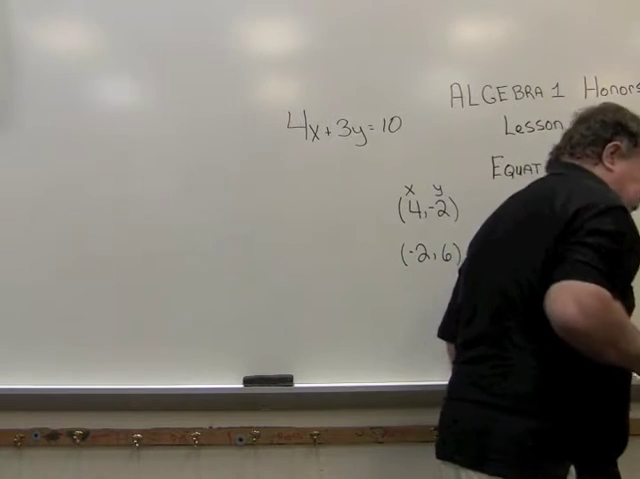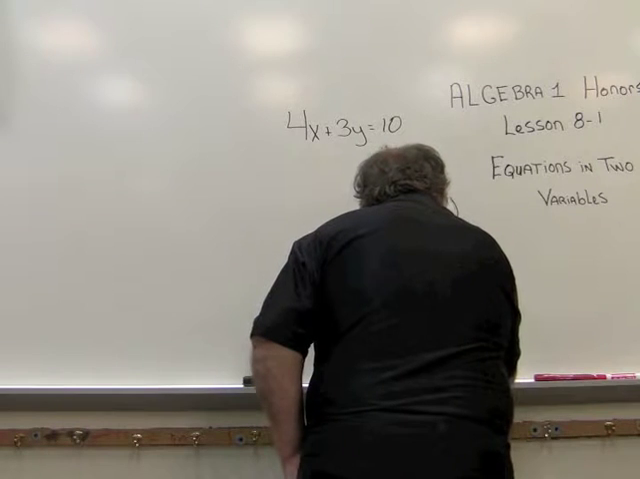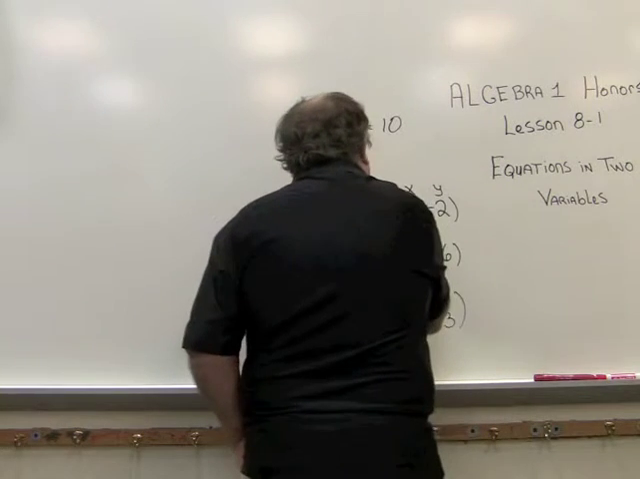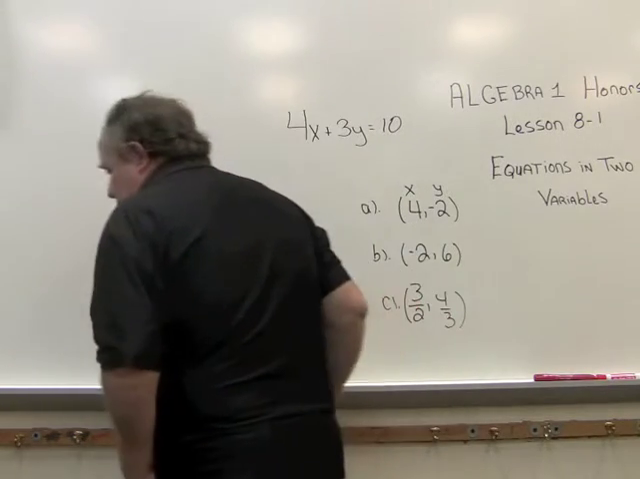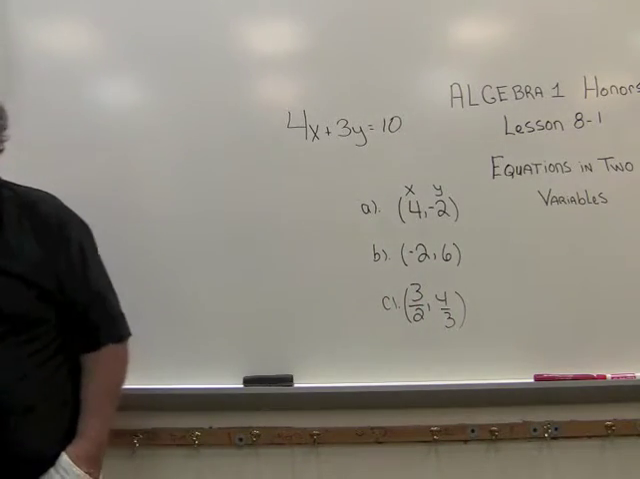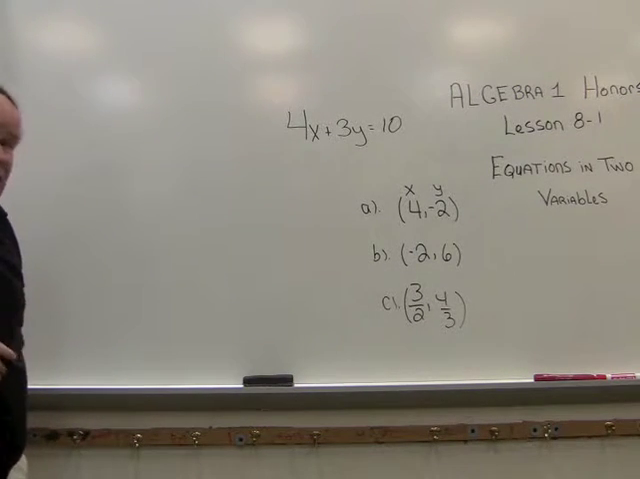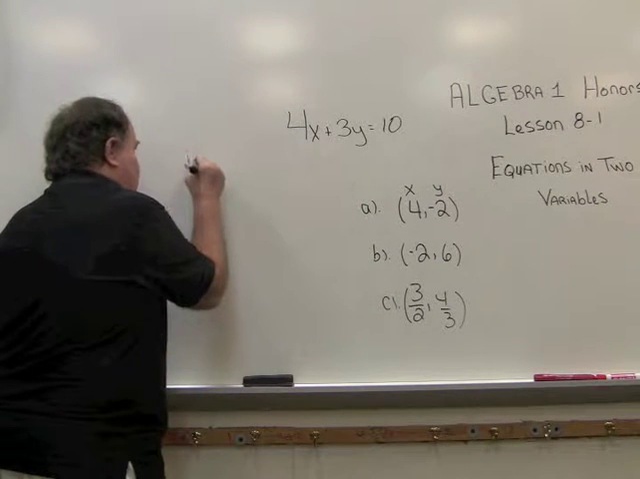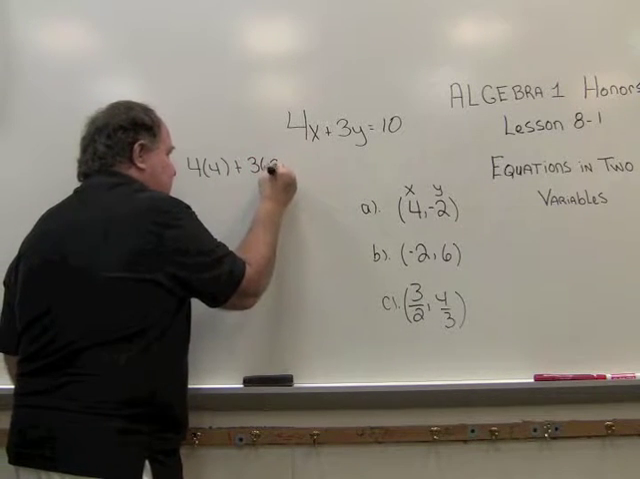And then for the heck of it, they give us a fraction: (3/2, 4/3). We're going to call these A, B, and C. Now they're going to ask which one of those is a solution. So what we have to do is go back and plug in the x value and the y value and see if it makes our equation true. In the first one, my x value is 4, so I'm going to have 4 times 4 plus 3 times negative 2.